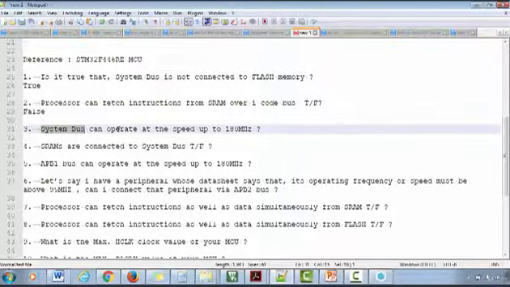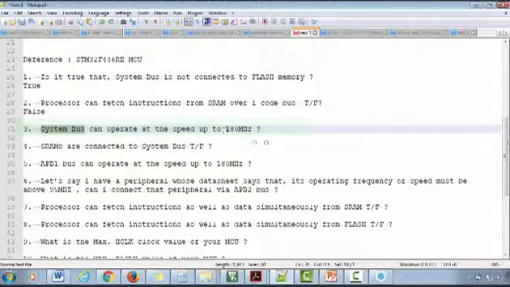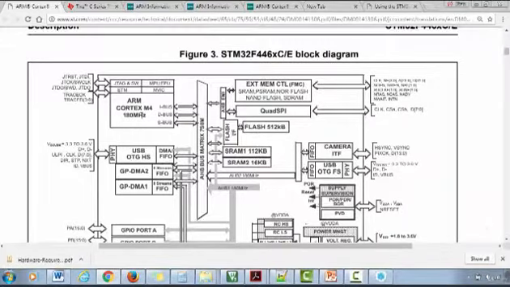Next: the system bus can operate at a speed up to 180 megahertz. The answer is here, 180 megahertz. That's true. The Cortex processor can run up to a speed of 180 megahertz, so that means the system bus can also run up to the speed of 180 megahertz. That's true.